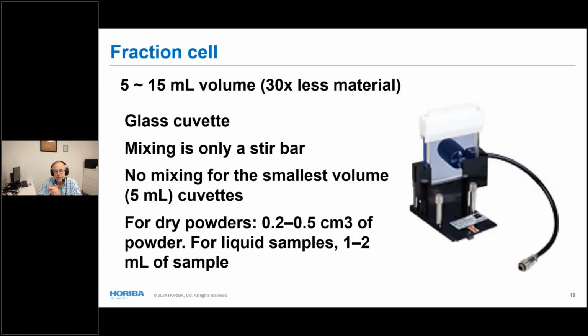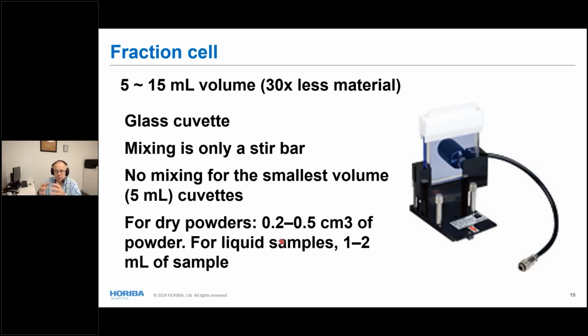Moving further down in size is the fraction cell. This is a glass cuvette, and you can think of it as a funny shaped square beaker. The mixing is only a stir bar, and our smallest volume, the 5 mLs, don't even have a stir bar. So for dry powders, we're looking at kind of 1/10 the amount of material, 0.2 to 0.5 cubic centimeters of powder, and 1 to 2 ml of liquid sample.